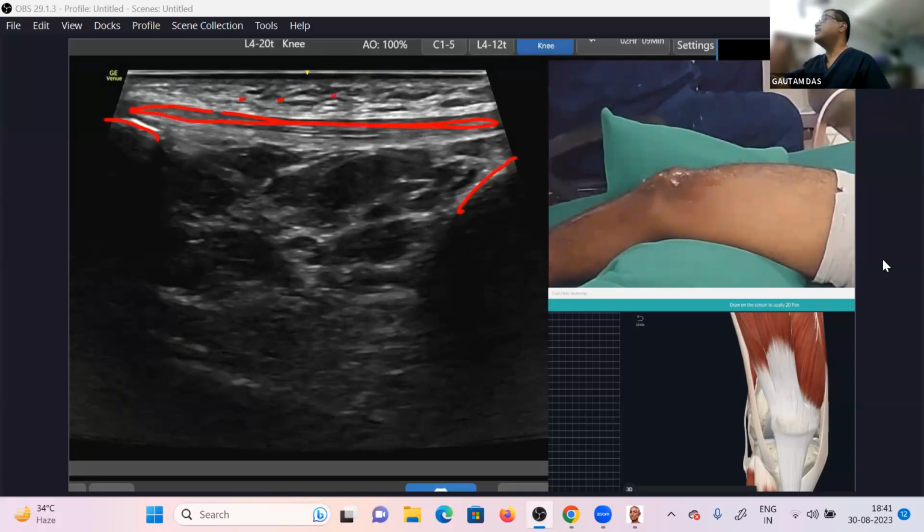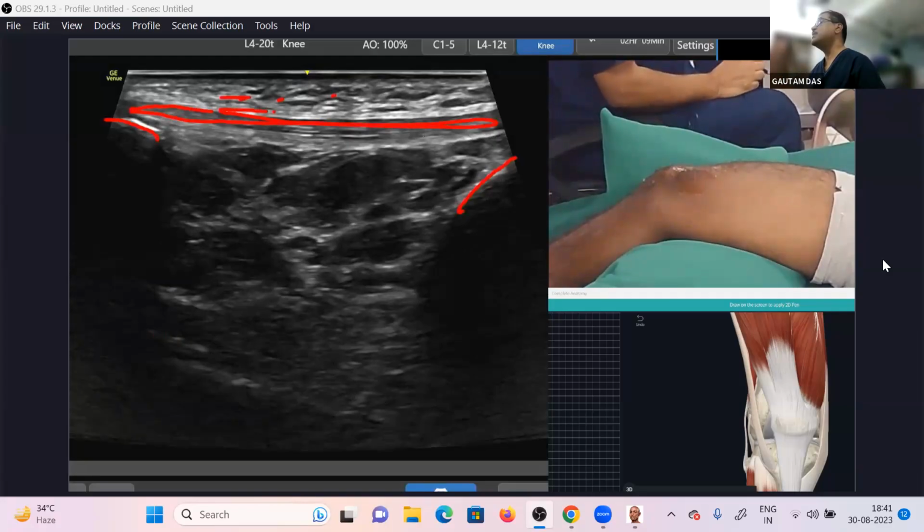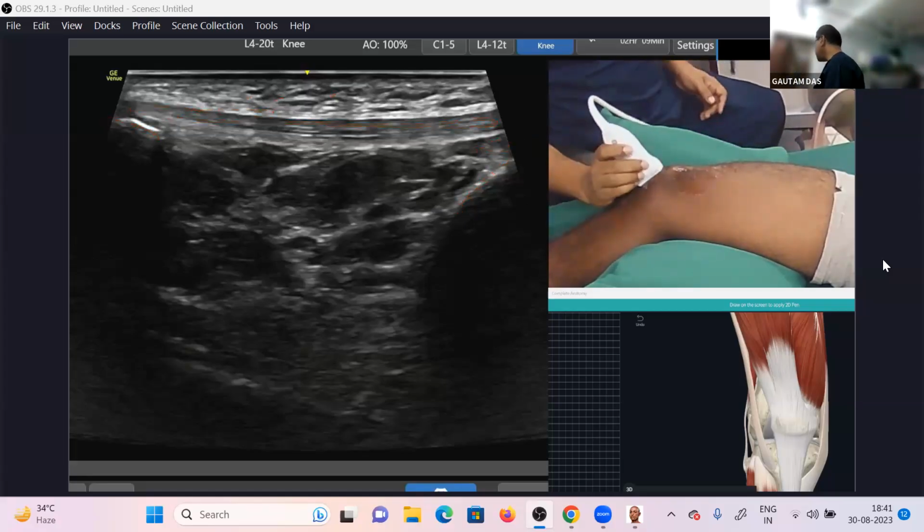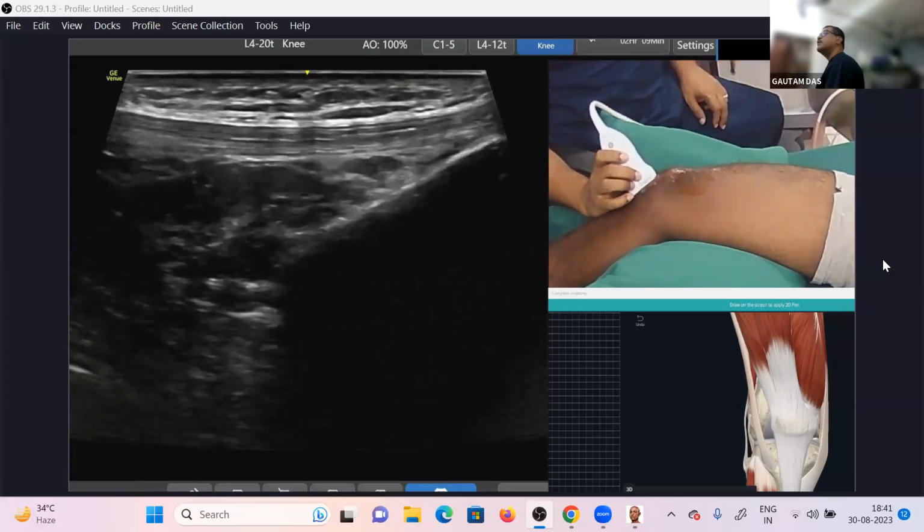Here there will be a very thin bursa, not seen nicely here. That is your superficial infrapatellar bursa. And here another bursa will be there, that is your deep infrapatellar bursa. In the deep infrapatellar bursa, a little black line is sometimes seen here. Let me see whether it is seen in this volunteer or not. Seen, you see?